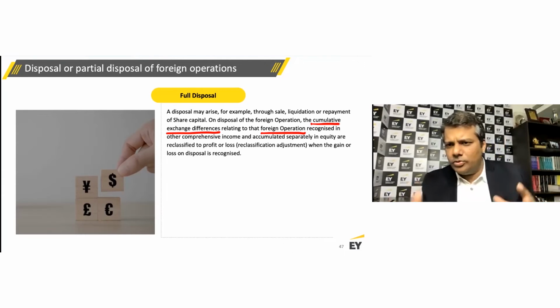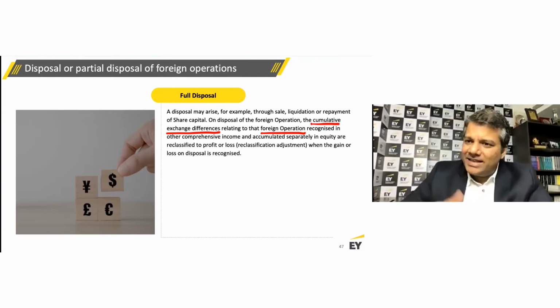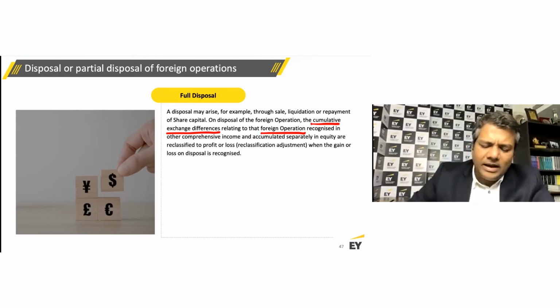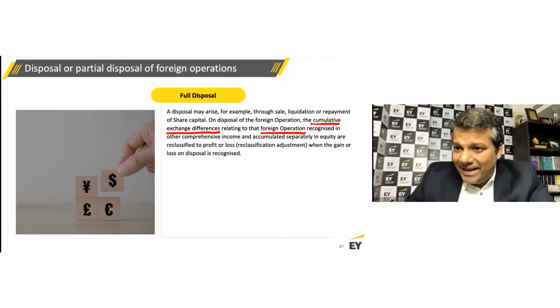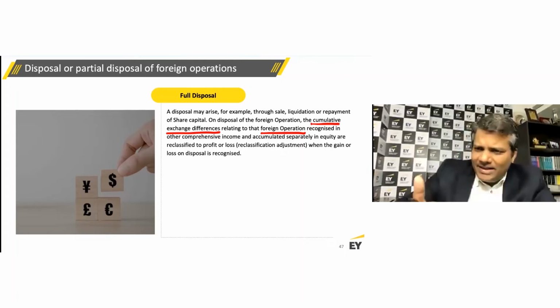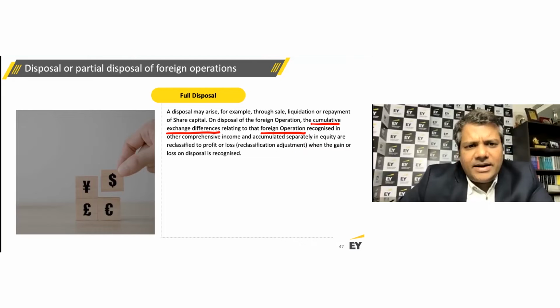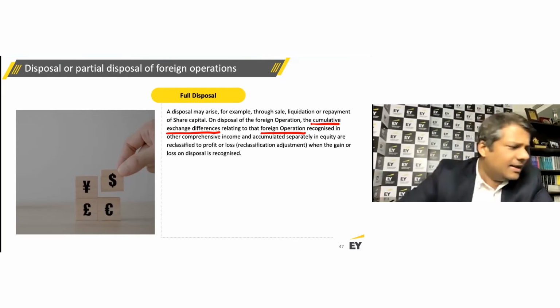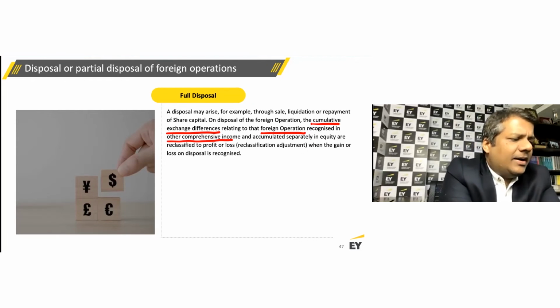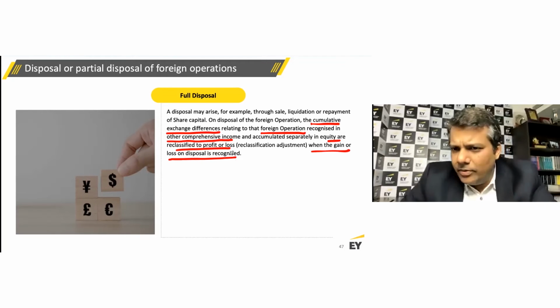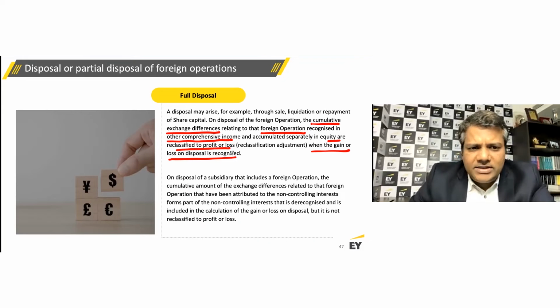Foreign operation, I'm sure you're clear by now, is a branch or a subsidiary, an independent set of activities which has its independent existence, where you assess the primary economic environment with reference to sales, with reference to cost. We saw several examples. Are you dependent on the parent or do you have your own existence? So the cumulative exchange differences relating to the foreign operation, recognized in other comprehensive income (OCI) in equity, are reclassified to P&L when the gain or loss on disposal is recognized.